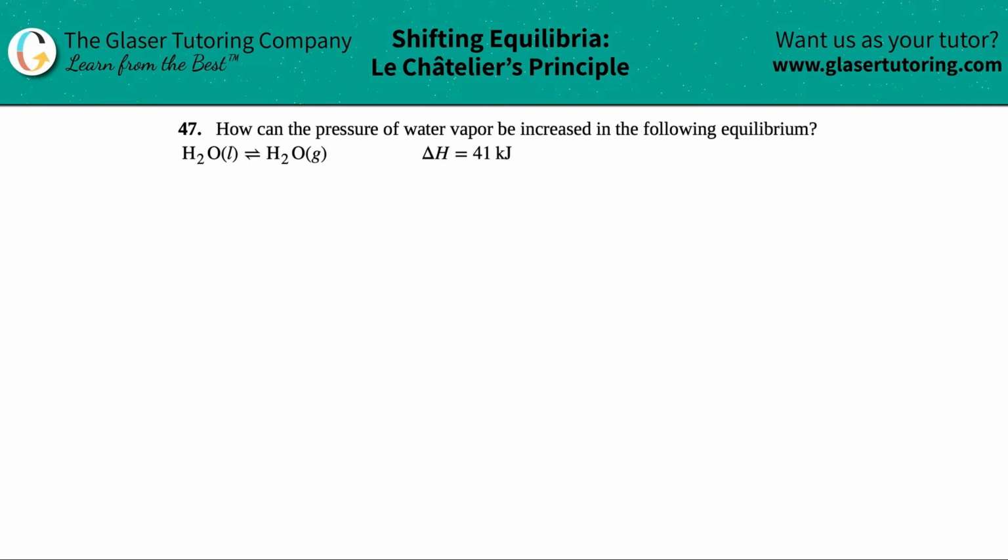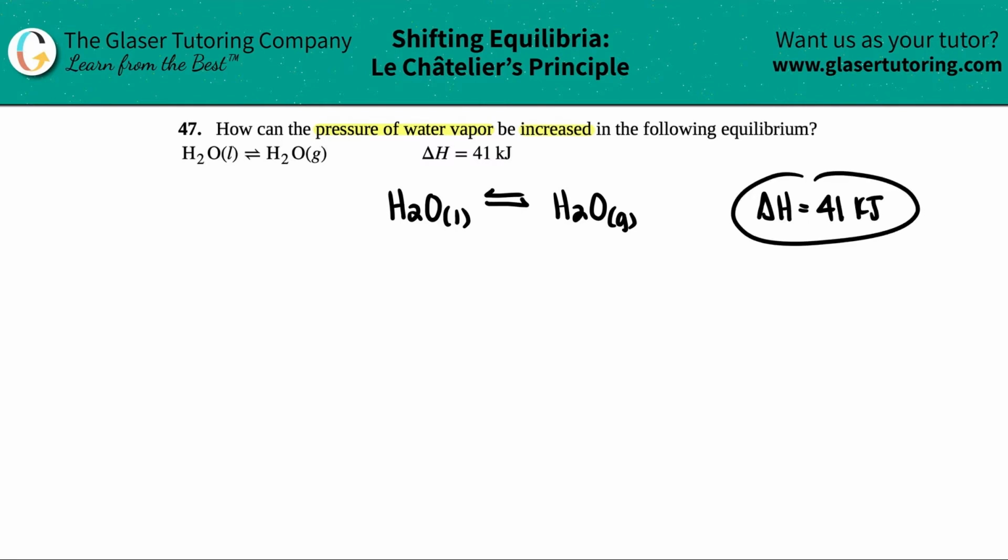Number 47, how can the pressure of water vapor be increased in the following equilibrium? And then we have this equation right here. So they give us that we have H2O liquid in equilibrium with H2O gas, and we have a delta H value. Okay, so Le Chatelier's principle, they give me a delta H value.